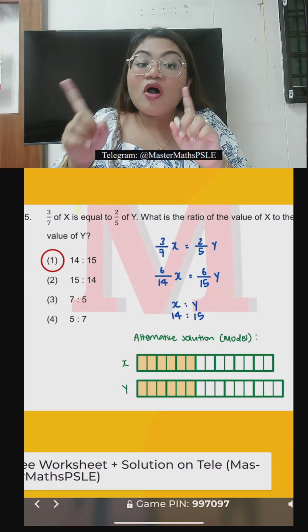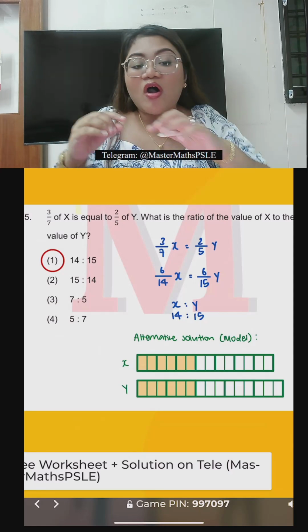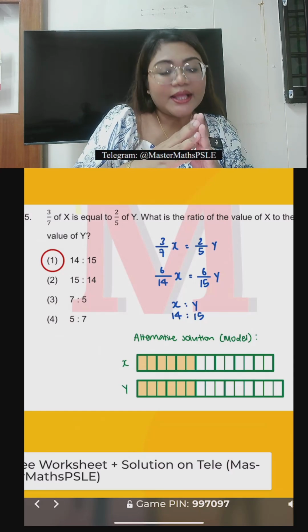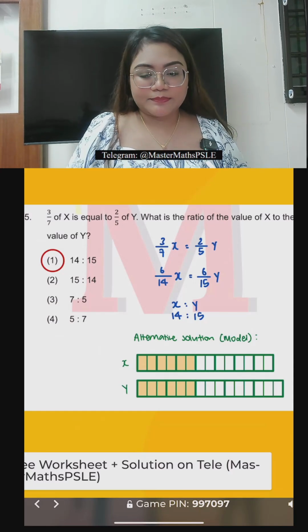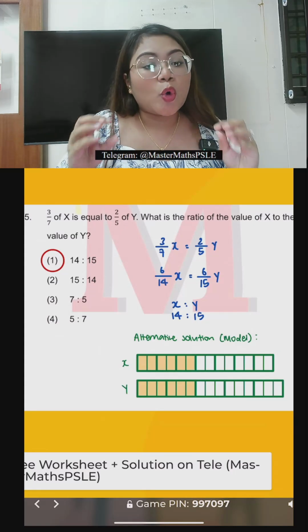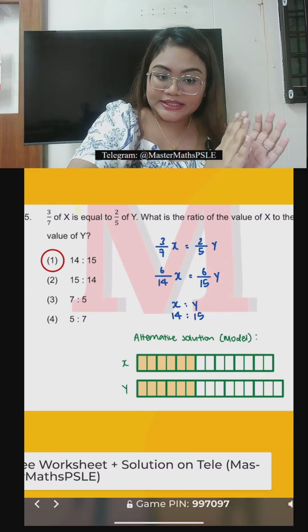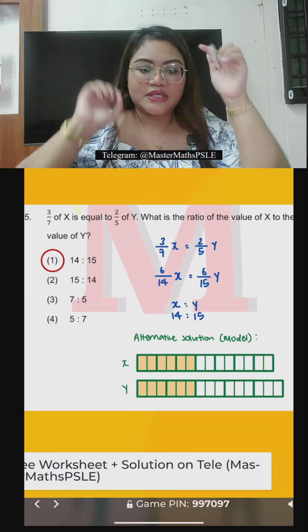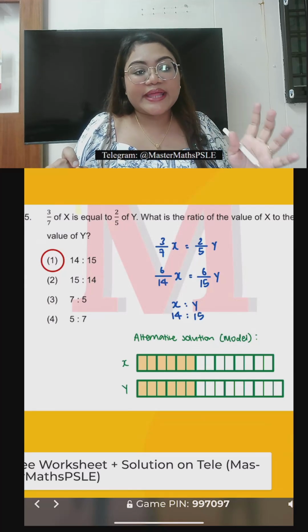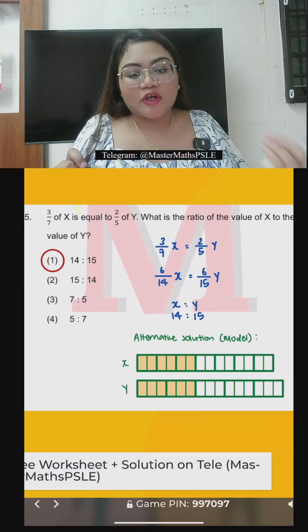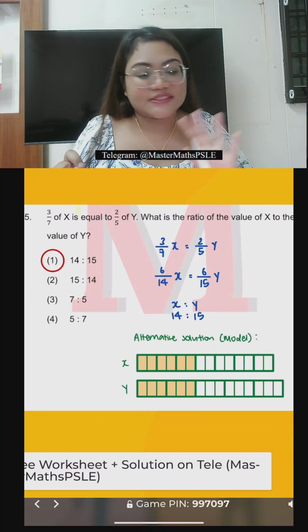So if they say all of x is equal to all of y, then we make the denominator the same, because the denominator represents the total. But because only parts and parts are equal, the numerators must be equal. If you make the denominators the same, you will realize that the answer is not correct anymore.